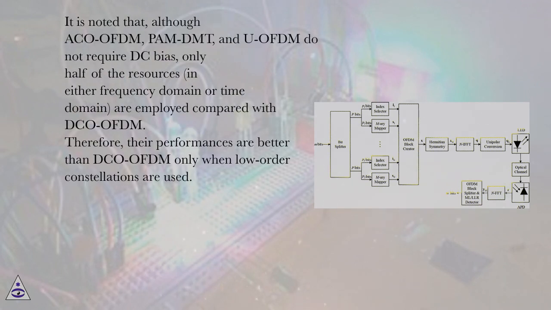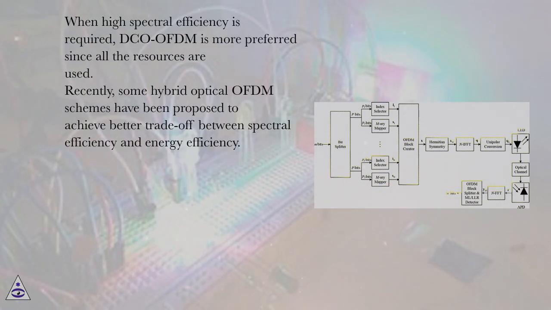It is noted that, although ACO-OFDM, PAM-DMT, and U-OFDM do not require DC bias, only half of the resources, in either frequency domain or time domain, are employed compared with DCO-OFDM. Therefore, their performances are better than DCO-OFDM only when low-order constellations are used. When high spectral efficiency is required, DCO-OFDM is more preferred since all the resources are used. Recently, some hybrid optical OFDM schemes have been proposed to achieve a better trade-off between spectral efficiency and energy efficiency.